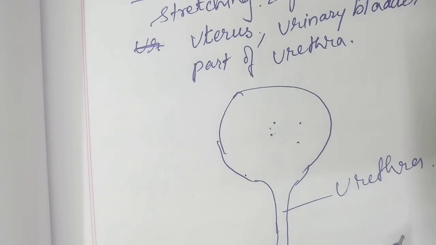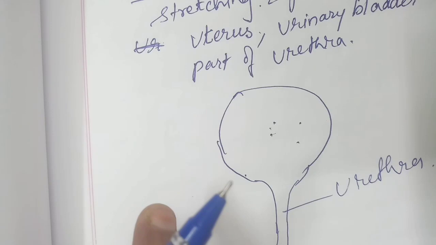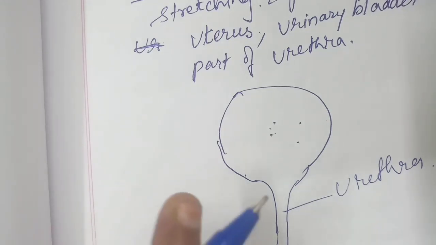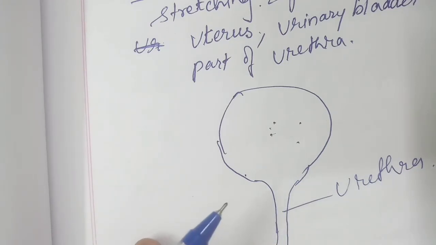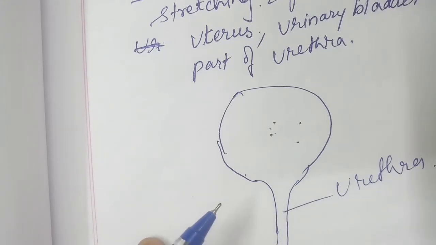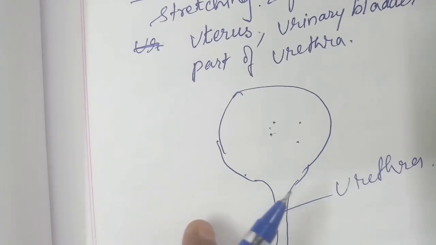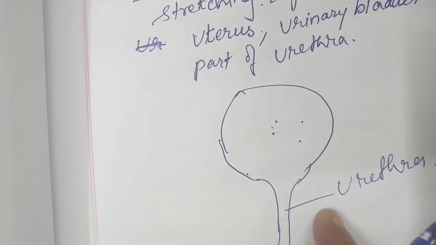Stratified squamous epithelium, in which we have seen 2 types, keratinized and non-keratinized. Then the second type is stratified cuboidal epithelium. Third type is stratified columnar epithelium. Fourth type is transitional epithelium. So we have seen today simple epithelium as well as compound epithelium.